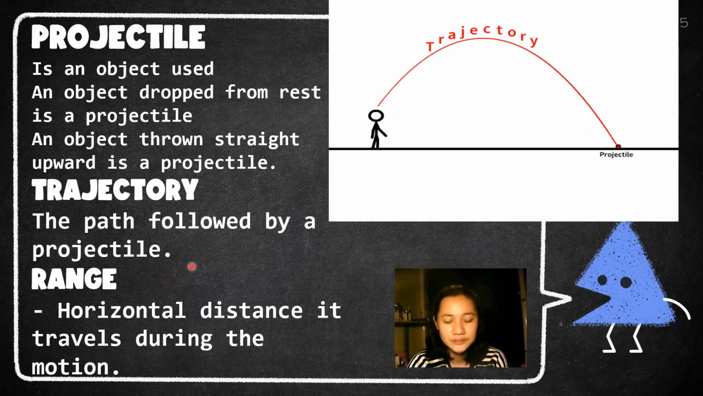Next one is the range. Range is the horizontal distance it travels during the motion. So when you say horizontal, it lies in the x-axis, right? So this one is called the range. Okay, horizontal distance travels during the motion. So yung beginning and yung end point ng isang object after ng motion or after natin siyang i-throw is called the range, and it lies in the x-axis. Okay?